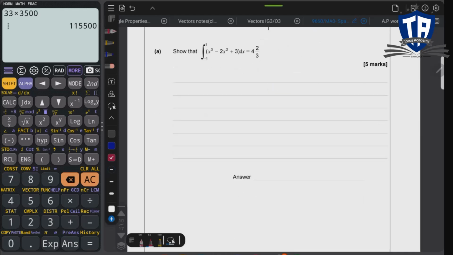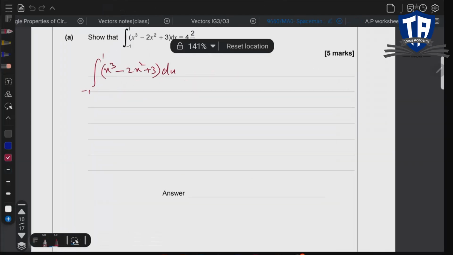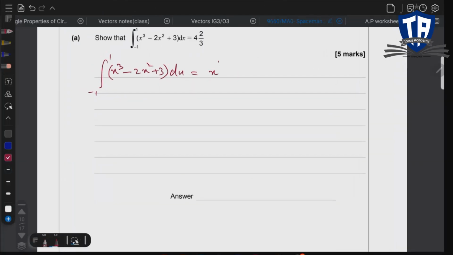Integral of x cubed is found by adding 1 to the power and dividing by the new power, 4. Integral of 3 is 3x. As this is a definite integral, we do not introduce a constant, and the limits will be substituted by the rule: upper limit minus lower limit. So let's substitute it.